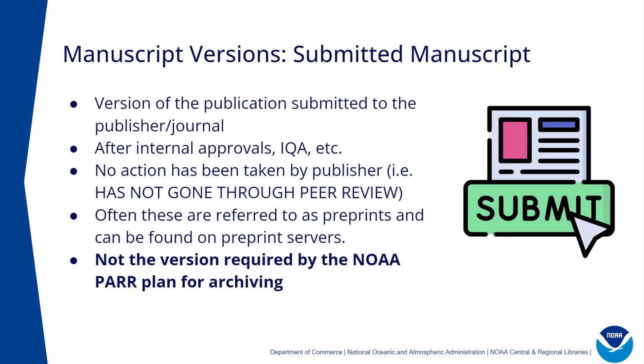When you publish a journal article, we start with a manuscript. There are multiple iterations of a manuscript that are produced throughout the publishing life cycle. The first version is your very first draft. Everyone's familiar with that. But where we're going to start today is what is called the submitted manuscript. This is the manuscript version that goes to the publisher upon very first submission to said publisher or journal.